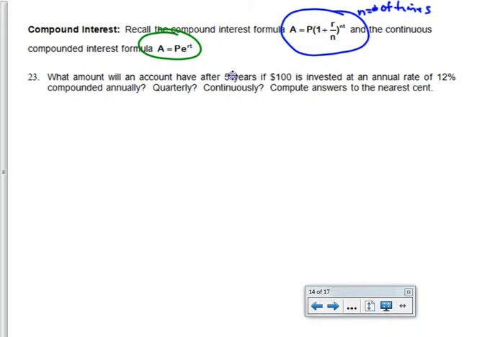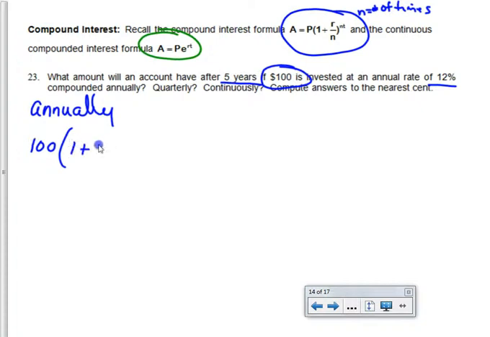We have an account that after 5 years, you invested $100, 12%. So we're going to do this problem annually, quarterly, and then later continuously. So let's start with the annually. That would be the blue formula. So $100. 1 plus 12% is 0.12, and then it said annually for this problem, so that meant 1 time. Now up in the exponent, that 1 shows up again, and then times t years, so times 5 years.